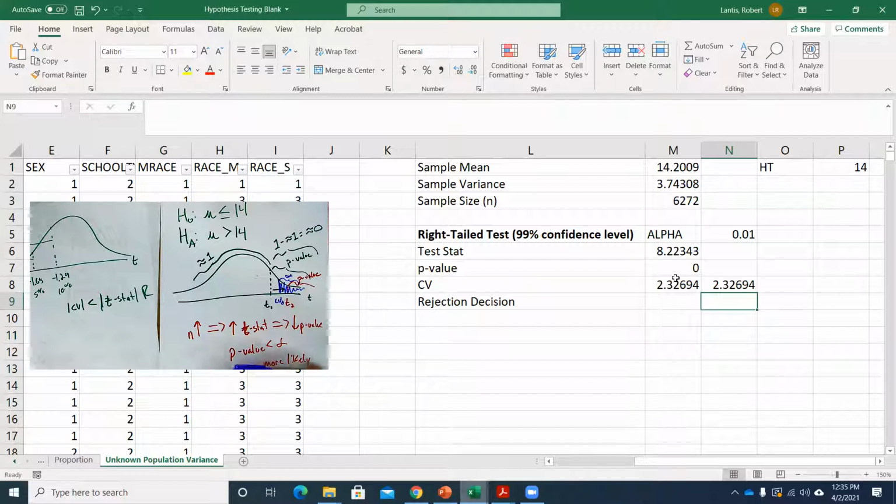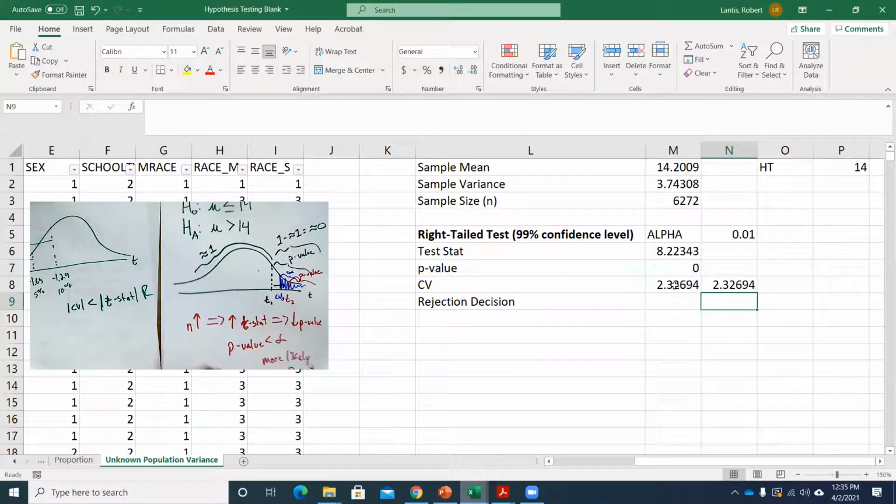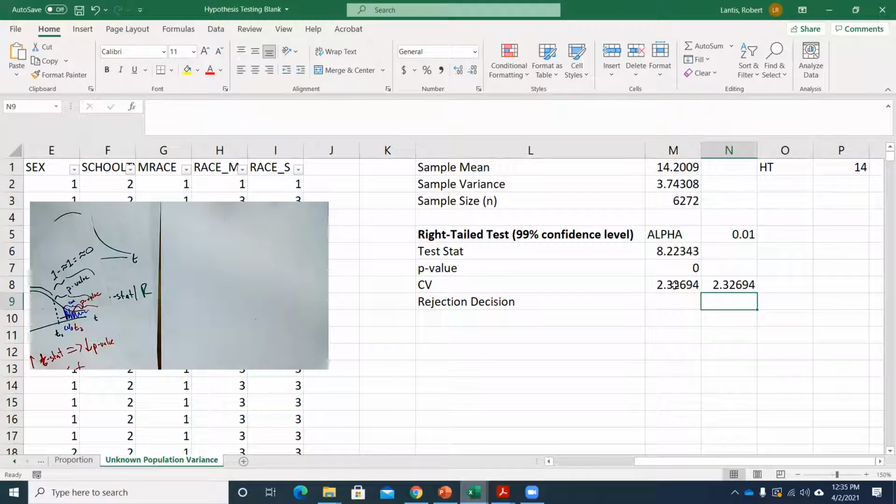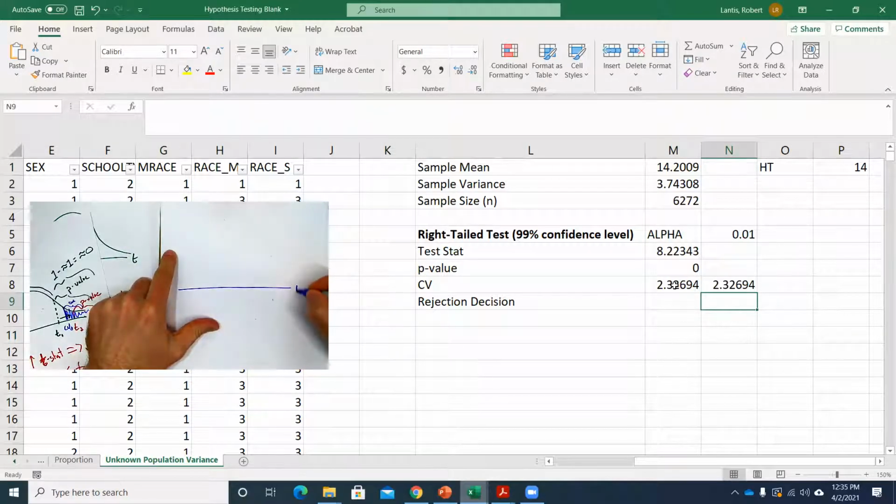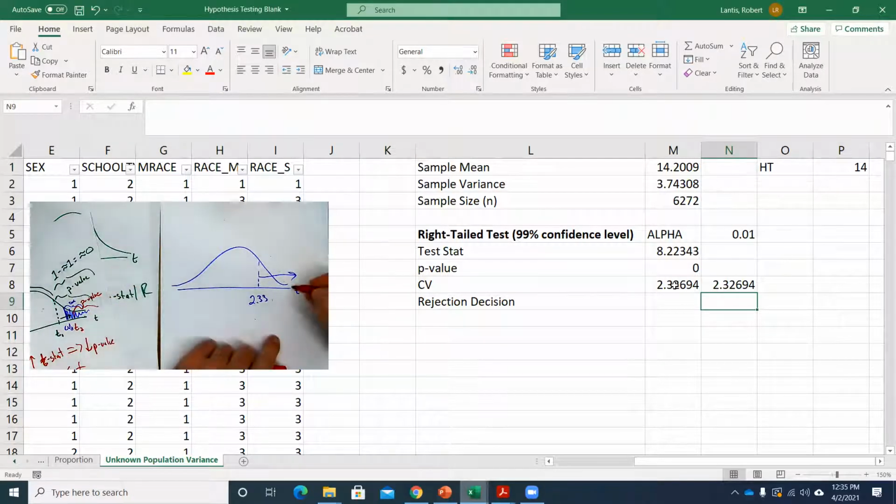I can think about, if I plot that critical value, where's my test statistic? Well, 8.22 is going to be way over here. If I think about plotting my critical value here, what is it, 2.33 approximately. My test statistic is 8.2. I'm clearly in that rejection region. I'm going to reject the null.